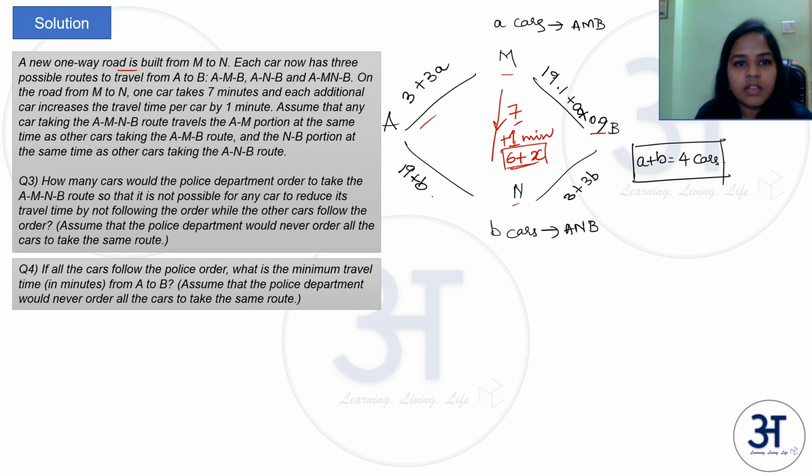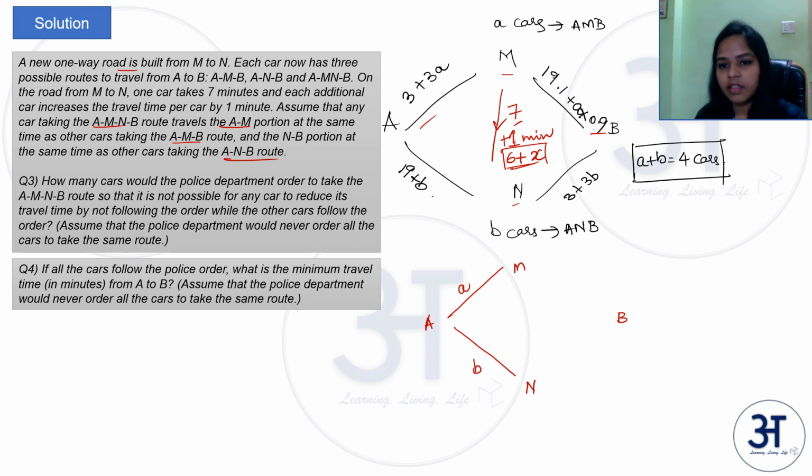So assume that any car taking the A, M, N, B route also travels the A, M portion at the same time as other cars taking the A, M, B route, and the N, B portion at the same time as the A and B route cars. So say if A cars are taking the A, M, B route, and B cars are taking the A and B route, and let us assume C cars are taking the A, M, N, B route, then for the A, M route they will travel along with these A cars, and for the N, B route they will travel along with these B cars.